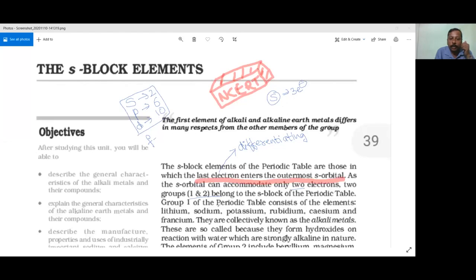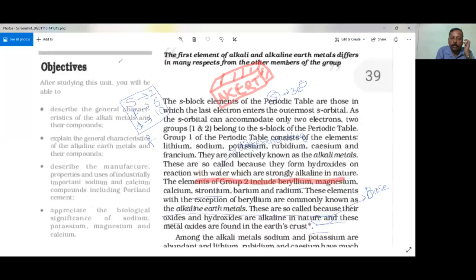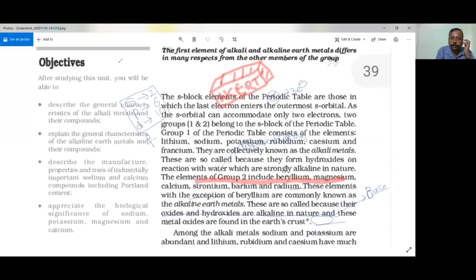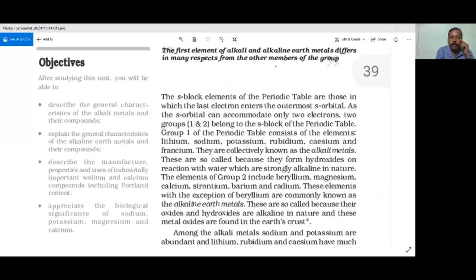Is it understood? Group 1 of the periodic table consists of the elements lithium, sodium, potassium, rubidium, cesium and francium. They are collectively known as alkali metals. Alkali actually means base. They form bases, their hydroxides are basic in nature, that's why they are called alkali. The reason behind why they are called alkali is now clear. They are called alkali because their hydroxides are basic, that is alkaline in nature.